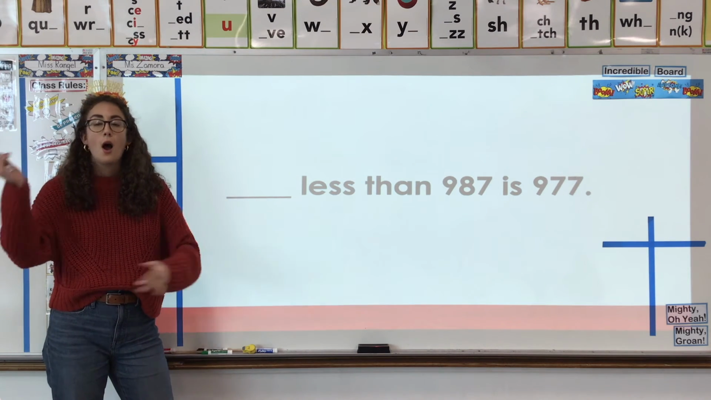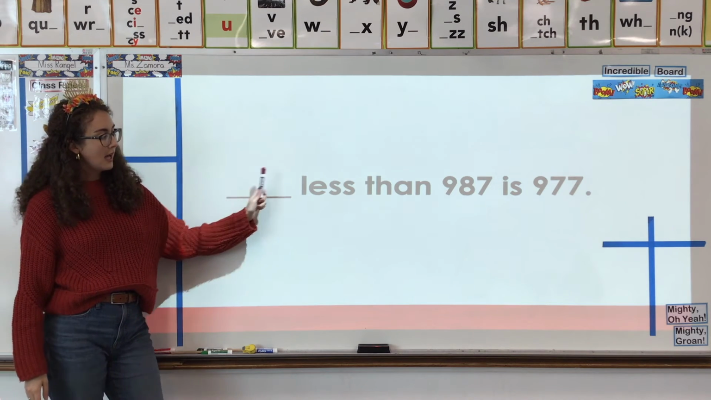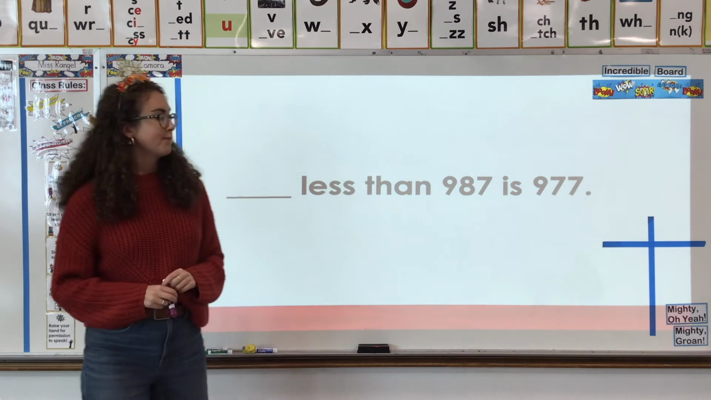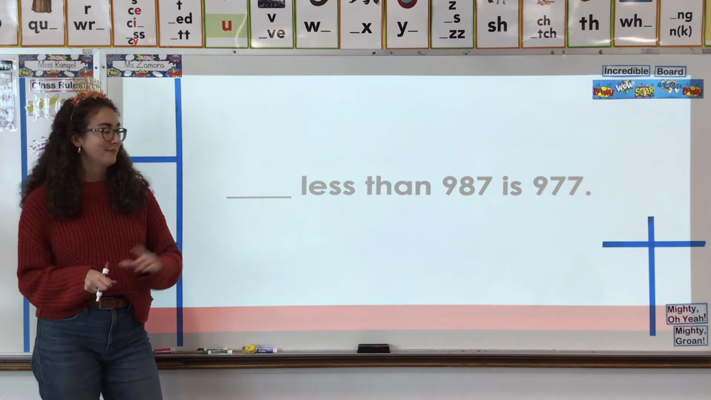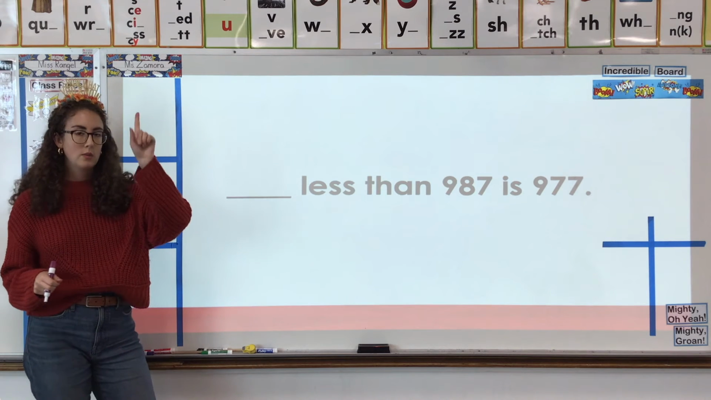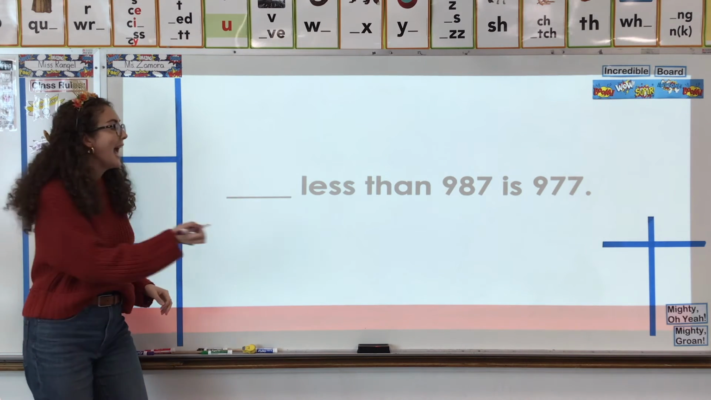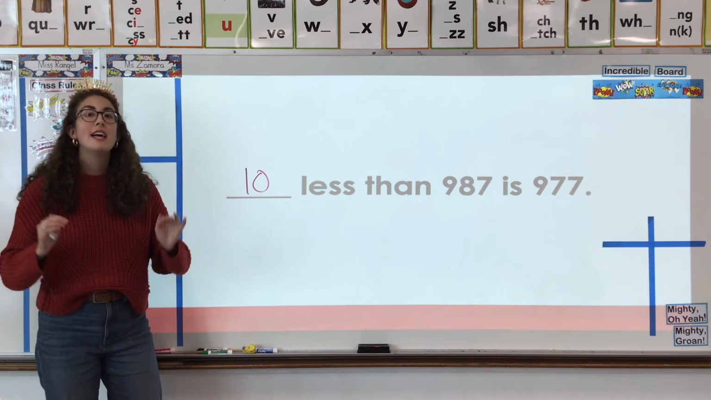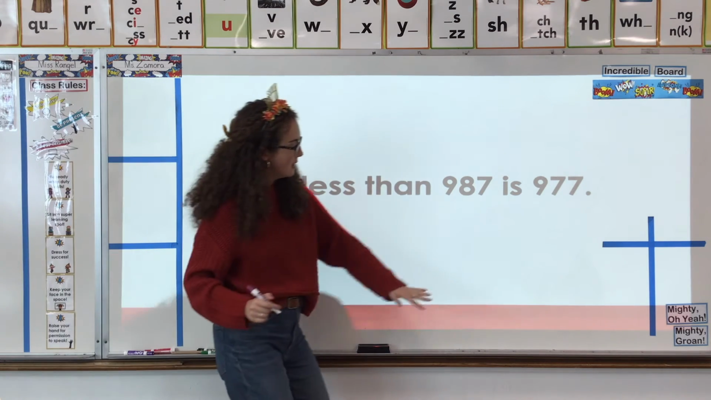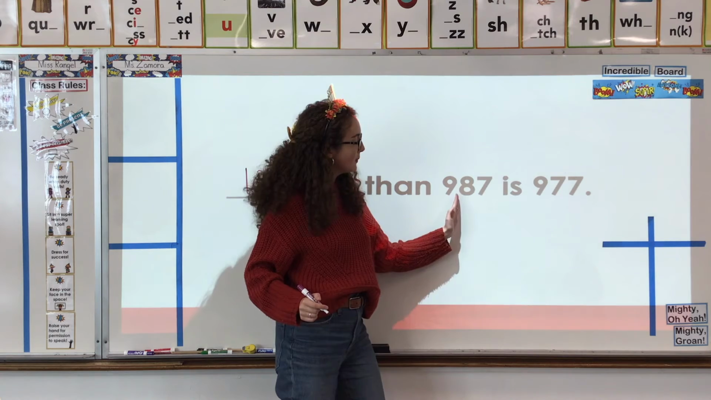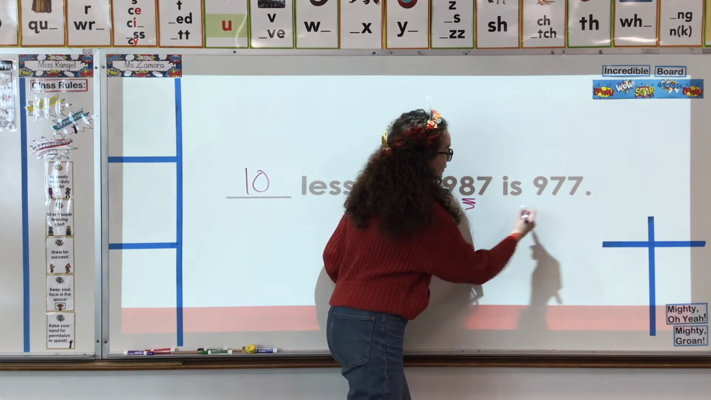What's different? What changed? Can you write the answer on your board? How many less than? What's different? What would go here? 1, 10, or 100? 10 less than 987 is 977. And how did you know that? What place value had changed? The tens place, of course.